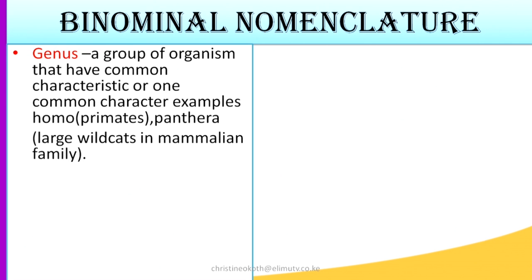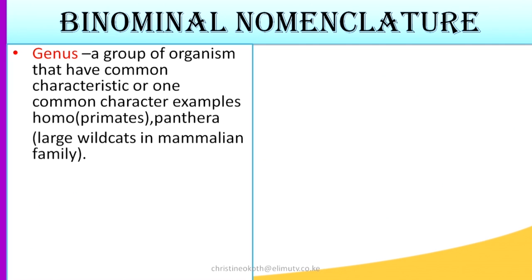So we've talked about binomial nomenclature as a naming system that comprises 2 parts. The first part being a genus and the second part being a species. So let us know what is a genus so that when we are classifying using the genus name, we know what exactly we mean. A genus is a group of organisms that have common characteristics or one common character.